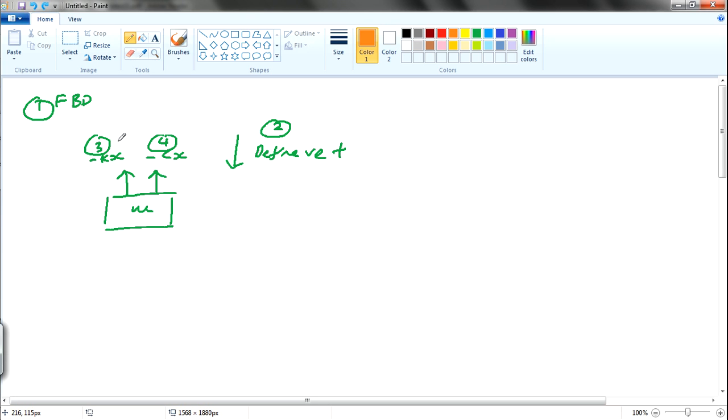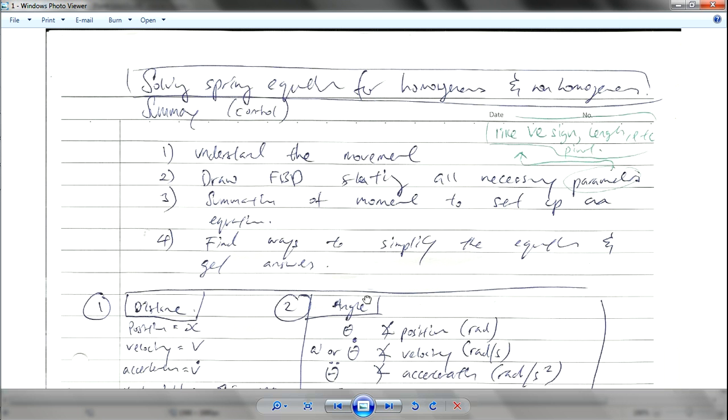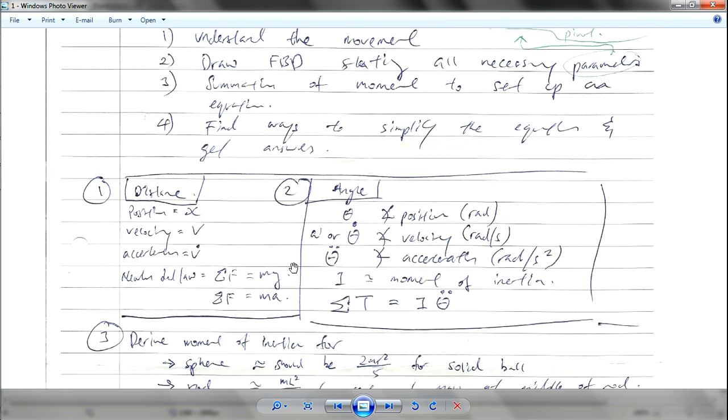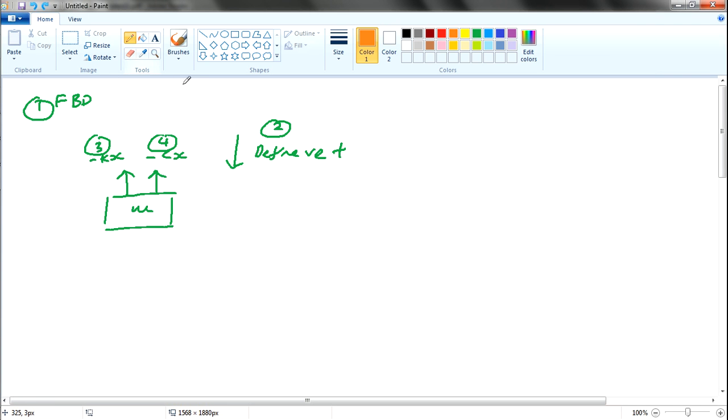After which we have to define our equation. Summation of moment. If you remember, summation of moment is the moment of forces. If you are dealing with moment, you have to have certain data, a certain angle. In this case, I don't see any angle over here. I only see displacement. So in this case, you have to use summation of F equals ma.